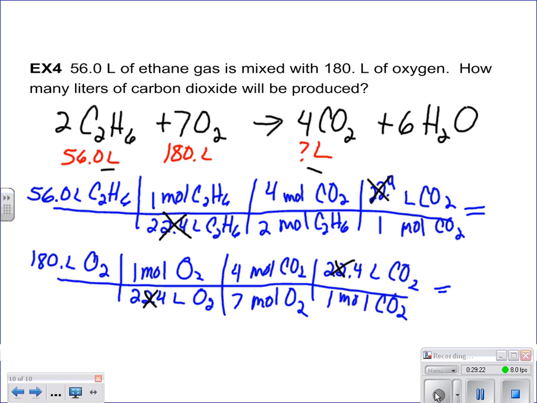What did you guys get for this first one? 12. And the second one? 103. They are so engaged. This is wonderful. And so that was liters of carbon dioxide.